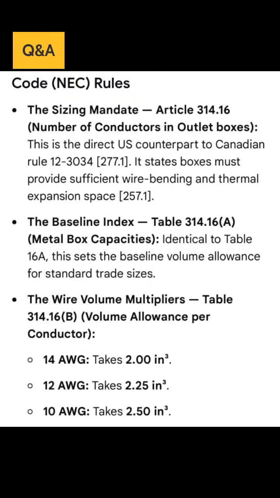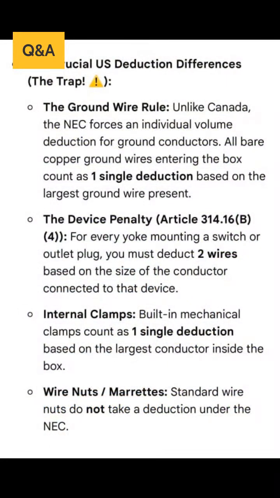The wire volume multipliers, Table 314.16(B), volume allowance per conductor. A 14 gauge wire takes 2.00 cubic inches, 12 gauge takes 2.25 cubic inches, and 10 gauge wire takes 2.5 cubic inches. So I'm going to now head over to the next one here. Again, thank you guys all for stepping in.